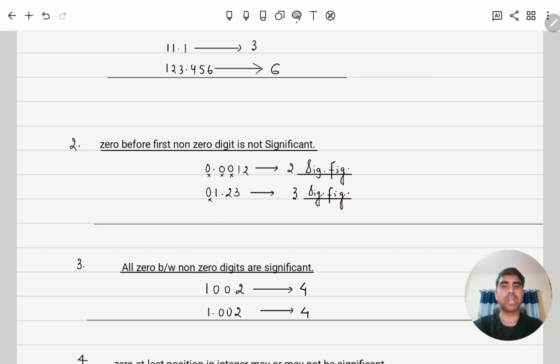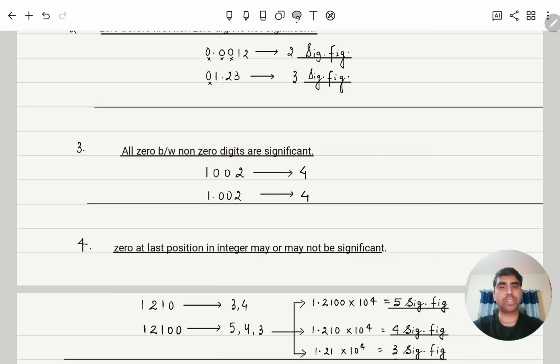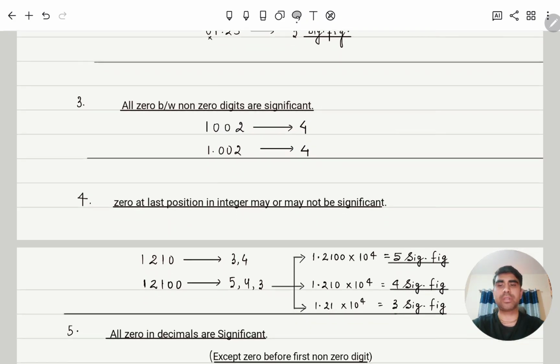3. All zeros between non-zero digits are significant. All zeros between non-zero digits. So you can see all the in-betweens are significant. All zeros between non-zero digits are significant.